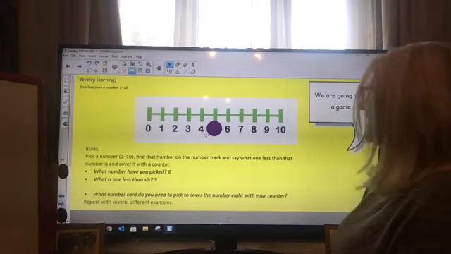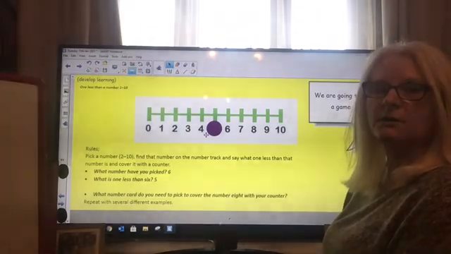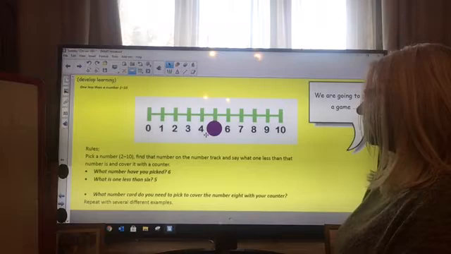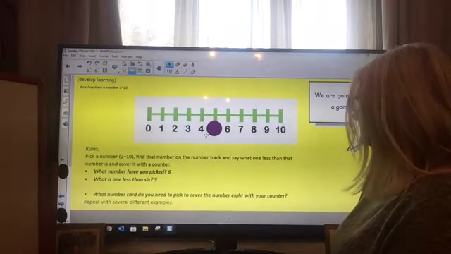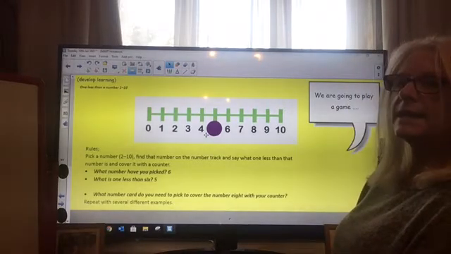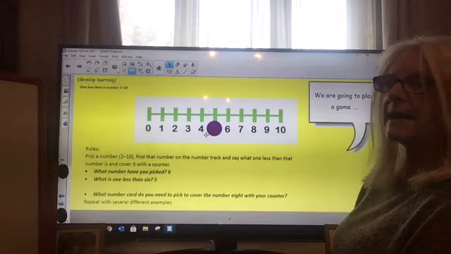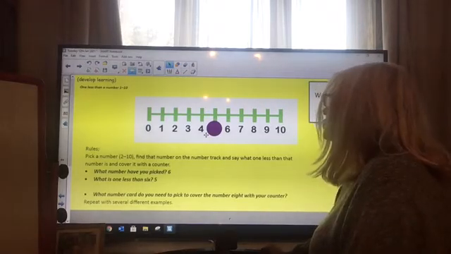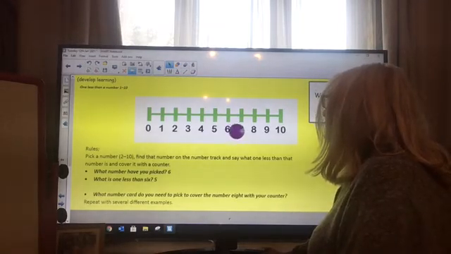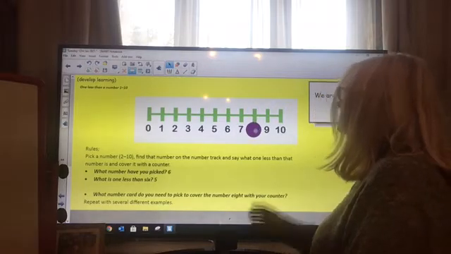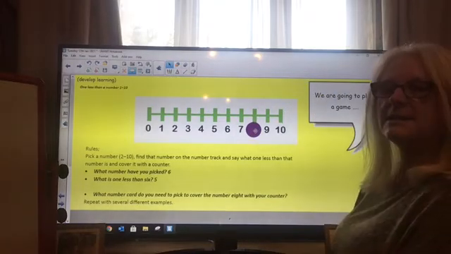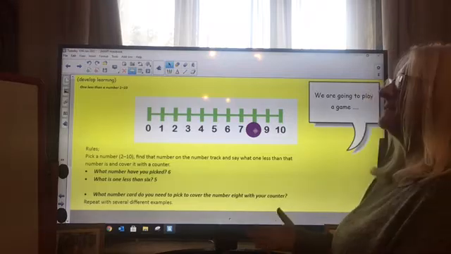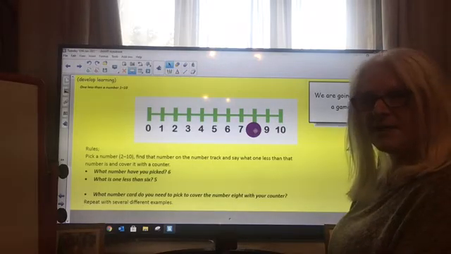What is 1 less than 5? 4. Well done. Let's try it again in a simple way and then we'll see if we can make our game a bit harder. Right, I'm going to choose number 8. What number is 1 less than number 8? 7. Well done, you did it.